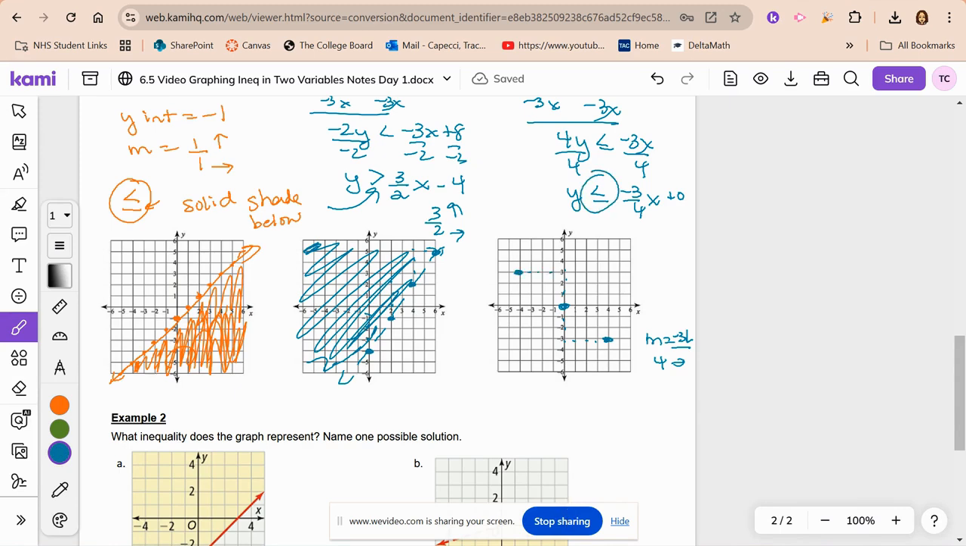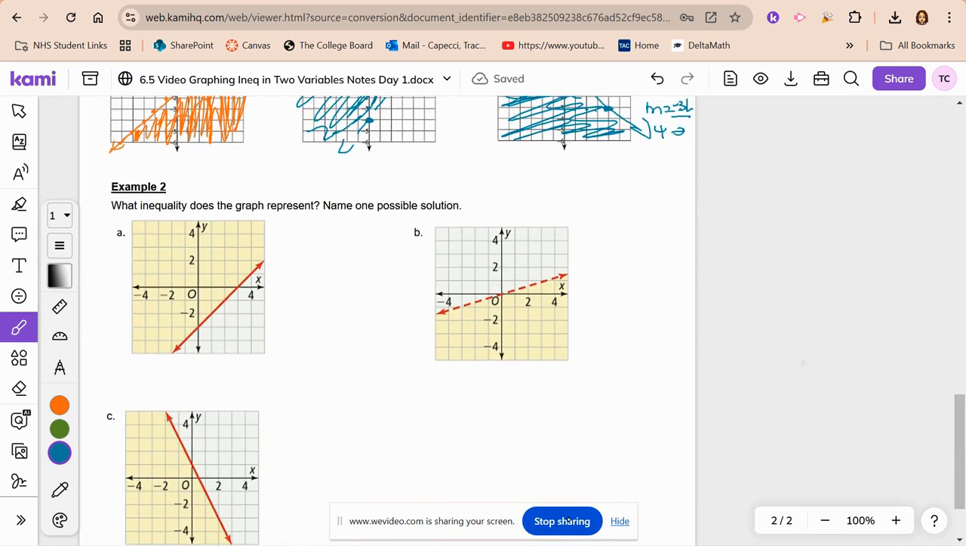I have less than or equal to, so it's going to be a solid line. Make that first. And I'm shading below. So my solution set is going to be underneath here, everywhere the shaded region is. And because it's a solid line, it's going to include anything on that line.